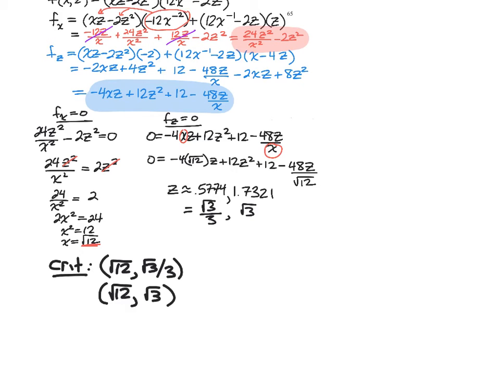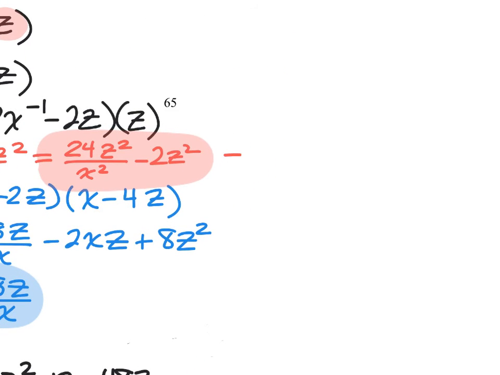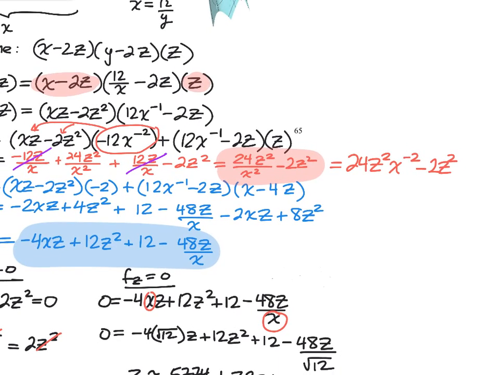Our first order partials. So my second order partial with respect to x. Right, this thing is dying on me. Now I'm going to rewrite it a little bit. 24z squared x to the negative second, minus 2z squared. And the other one, I'm going to write as basically the same thing, except any fractions I'm going to make into negative exponents.